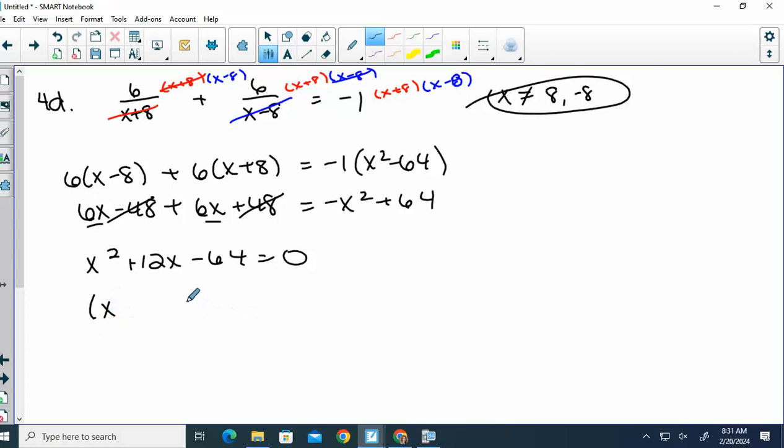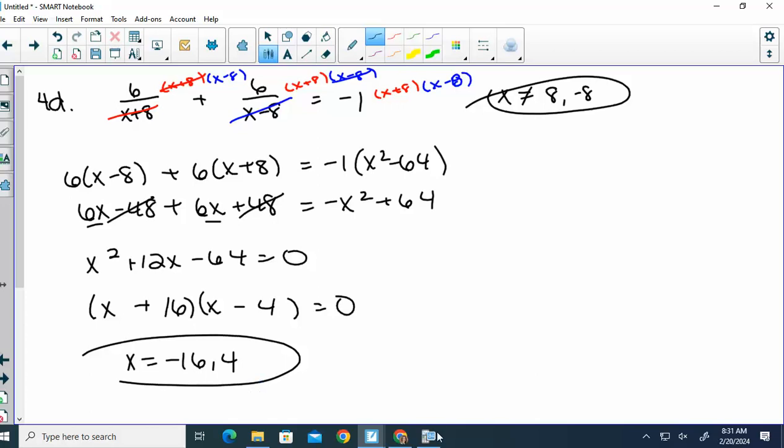What multiplies to negative 64 and adds to positive 12? So we get negative 16 and positive 4. Are both of those answers okay? Yes, the only thing we couldn't have is positive or negative 8. So that works. Anything else?